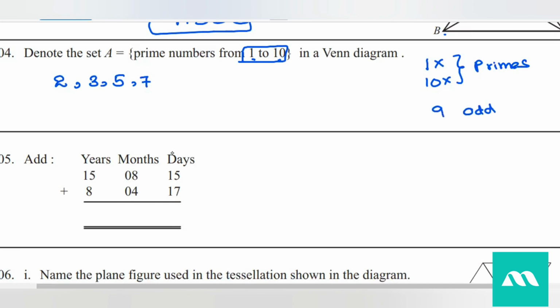Remember well, okay? Because prime means there are only two factors.